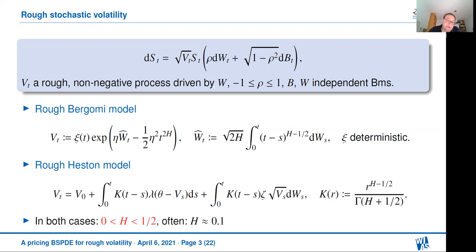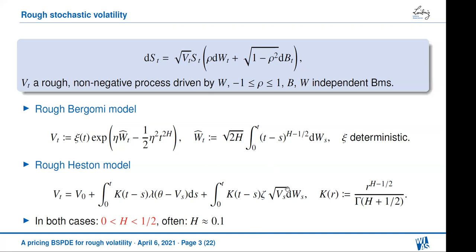And another example, which is a bit more complicated, is the rough Heston model, where V is given in terms of a stochastic integral equation of a Volterra type. Volterra type is really this kind of equation where you have a kernel K involved in the integrals. And you see that there are various difficulties with this approach. The first one is that V is not a semimartingale, which means we are outside the standard stochastic calculus world, and neither is it a Markov process, in either of these examples. And the reason is, again, the kernel K.